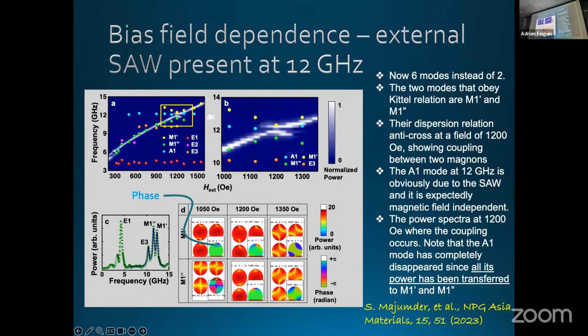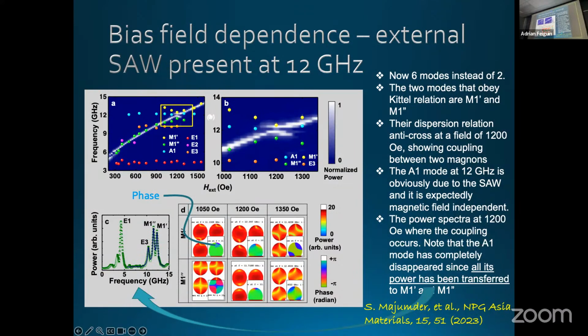The power spectra at 1200 oersteds. So let me show you this. So this is the power spectra at 1200 oersteds, where this anti-crossing occurs and maximum coupling takes place. And you can see that the A1 mode has completely disappeared. It's not there. You can see these other modes. Now the A1 mode should have been somewhere here. The A1 mode is at 12 gigahertz. It should be somewhere here. It's not there. It's gone completely. What happened to it?